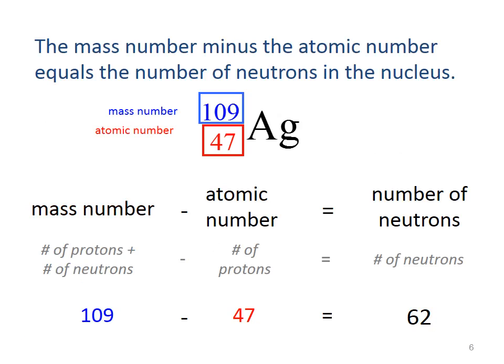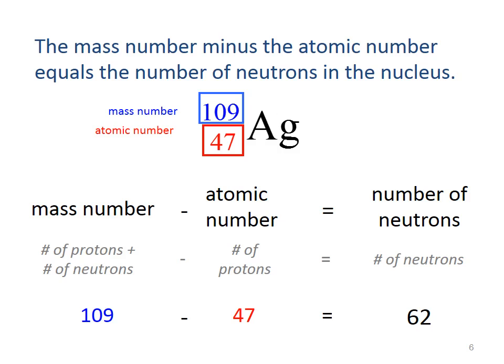So if I needed to determine the number of neutrons and I knew the mass number, I can do some subtraction. The mass number is the number of protons and the number of neutrons, and the atomic number is just the number of protons. So if I take the mass number and subtract off what is due to protons, what's left must be due to the number of neutrons. So as I look at this symbol with Ag, and it has a mass number of 109 and an atomic number of 47, 109 minus 47 equals 62.